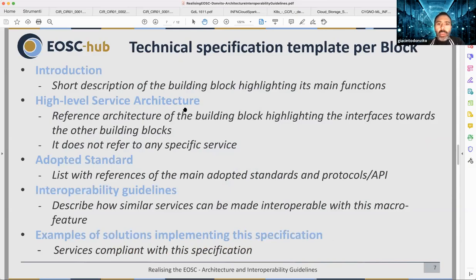What composes a typical template for a given building block? There is an introduction where we describe the main function of the building block. Then we provide a reference architecture for the services, how the building block is made internally, and information about the adopted standards, eventually giving official reference to official standards. Then we provide information about interoperability: how other services could interact with these specific services, and how these services could interoperate with others. And at the end, we have examples of solutions already implementing that specification.